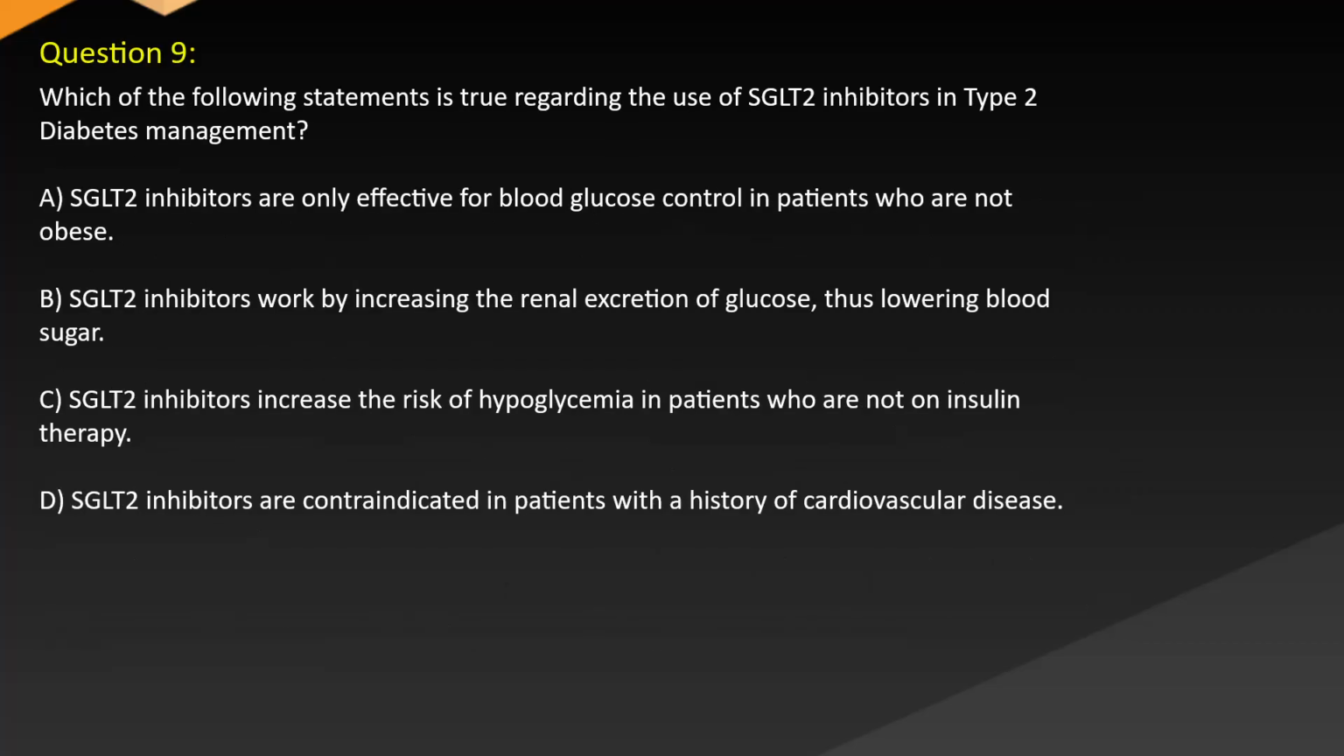Question 9. Which of the following statements is true regarding the use of SGLT2 inhibitors in type 2 diabetes management? A. SGLT2 inhibitors are only effective for blood glucose control in patients who are not obese. B. SGLT2 inhibitors work by increasing the renal excretion of glucose, thus lowering blood sugar. C. SGLT2 inhibitors increase the risk of hypoglycemia in patients who are not on insulin therapy. D. SGLT2 inhibitors are contraindicated in patients with a history of cardiovascular disease.